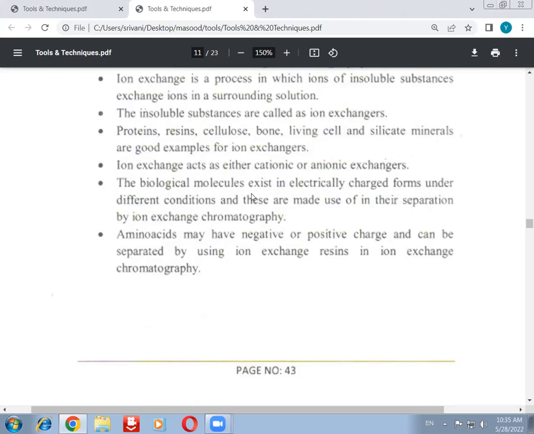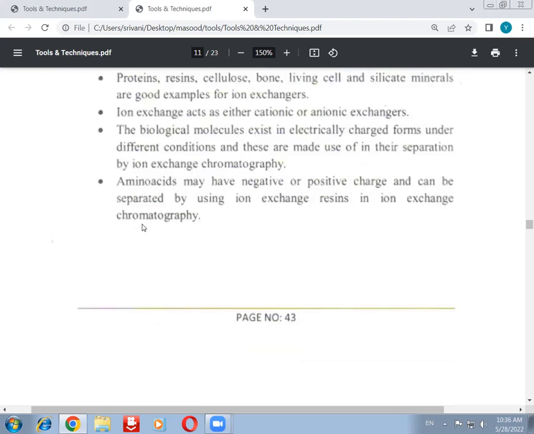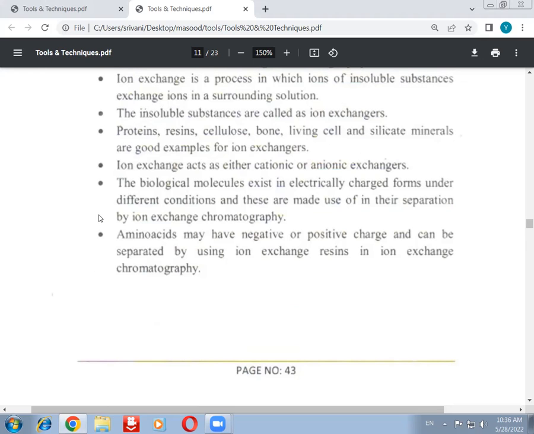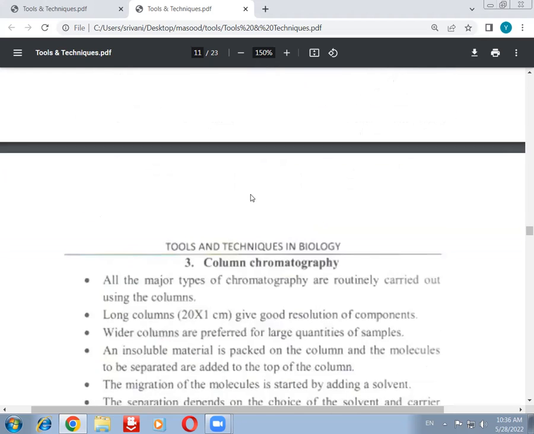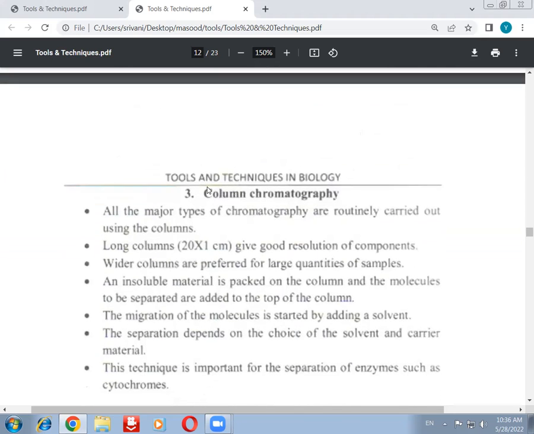The biological molecules exist in electrically charged forms under different conditions, and these are made use of in their separation by ion exchange chromatography. Amino acids may have negative or positive charge and can be separated by using ion exchange resins in ion exchange chromatography. Here we are taking amino acids, especially positive amino acids as well as negative amino acids.